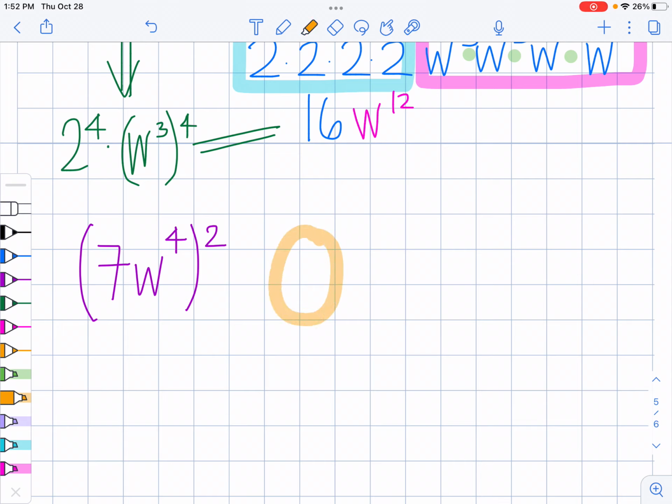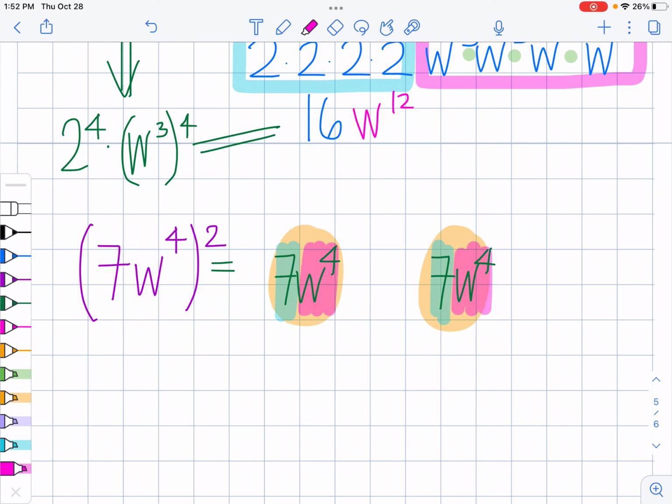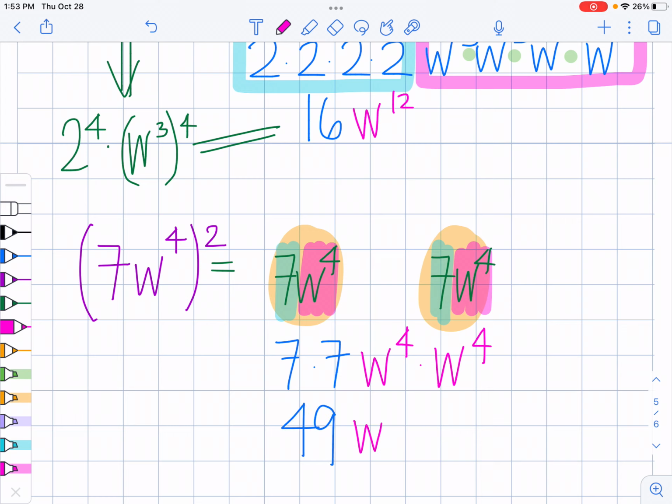Okay. I'm going to make 2 groups. I think it's easier to see it this way when you're just learning. So I have 7w to the 4th and 7w to the 4th. I'm going to put together my bases that are like. So I'm multiplying 7 times 7, and w to the 4th times w to the 4th. 7 times 7 is 49. W to the 4th times w to the 4th is w to the 8th. Remember, I add together my exponents.